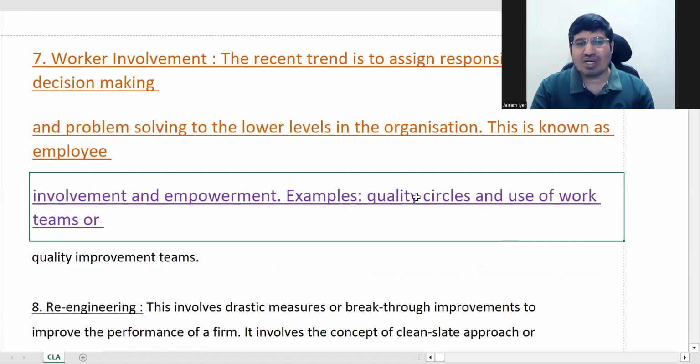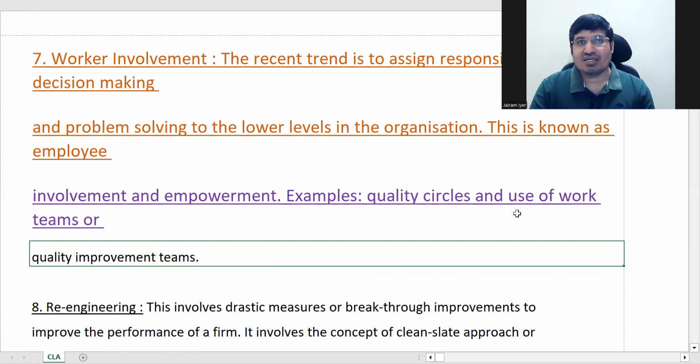So it's called quality circles and all, where the workers themselves decide. They see whether the quality is good enough. Whatever someone has produced, some workers will be the head of the quality circles, and they'll check and see whether that's good quality or not.